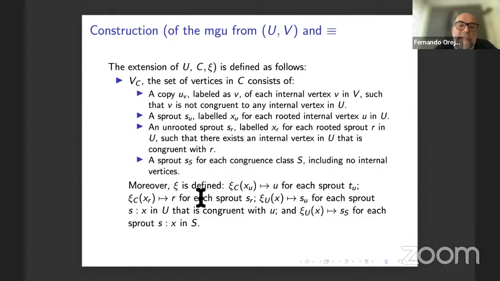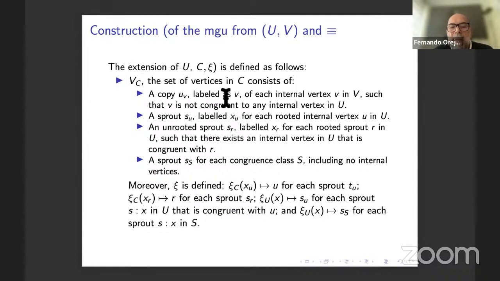And so after we have computed this equivalence, this congruence, then we can build the most general unifier as the two extensions C and D as follows. Here I show the case of C, the case of D is going to be equivalent. The context C would have a set of nodes VC. This set of vertices consists of the following vertices.